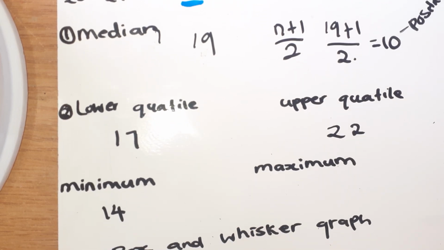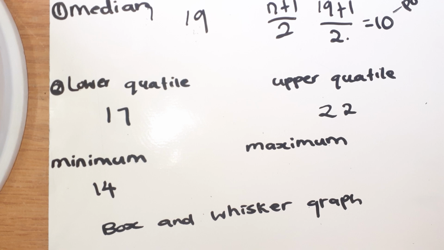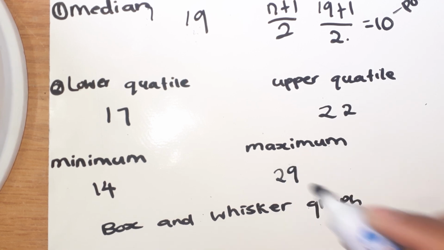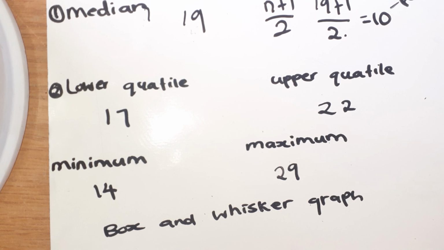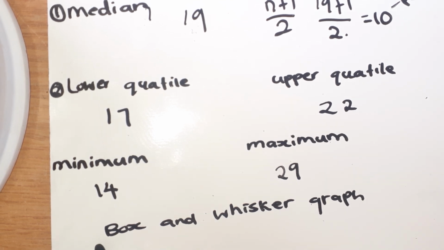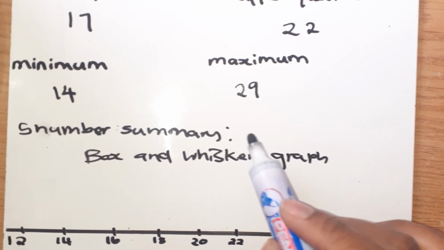We've written 14, and then the maximum is 29. So we will write 29. And for the 5-number summary, we need to start with the minimum. So we have found our 5-number summary, and this is how you write it.